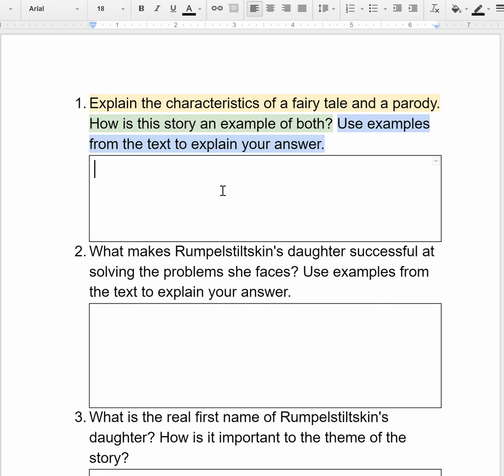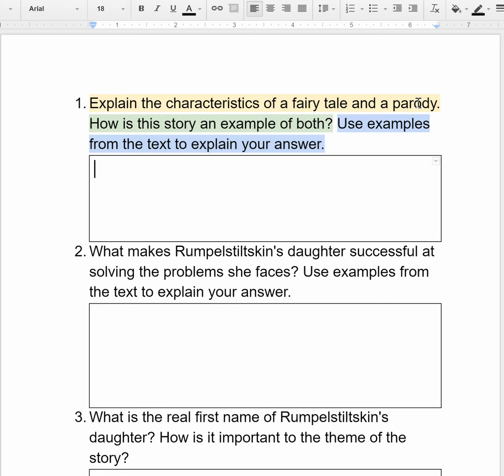Okay. And then use examples from the text to explain your answer. Well, I've already used some examples from the text. I mentioned the fact that they are riding around in horse-drawn carriages to exemplify the fact that they are in a time long ago. And I need to also address the fact that it's a parody. How do I know it's a parody? Well, this is very similar to the story of Rumpelstiltskin. So it's an imitation of another piece of work.